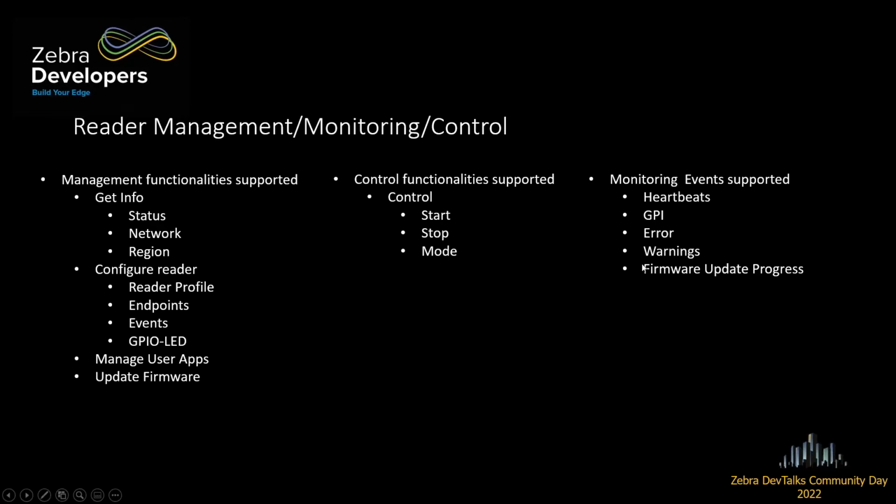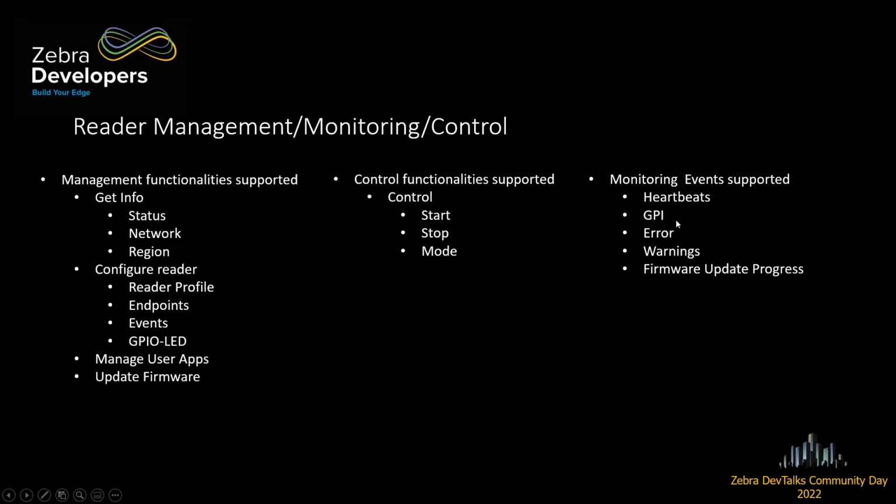On the monitoring interface, and like I said, this is an asynchronous interface, and these two are synchronous interfaces where you need to send a command to get back a response. So on the asynchronous monitoring interface, what you would get from the reader are the following events. There is a heartbeat event. Like I said, it's sent out once every 60 seconds, and you can change that behavior if you want, but that's the default. There are GPI events.